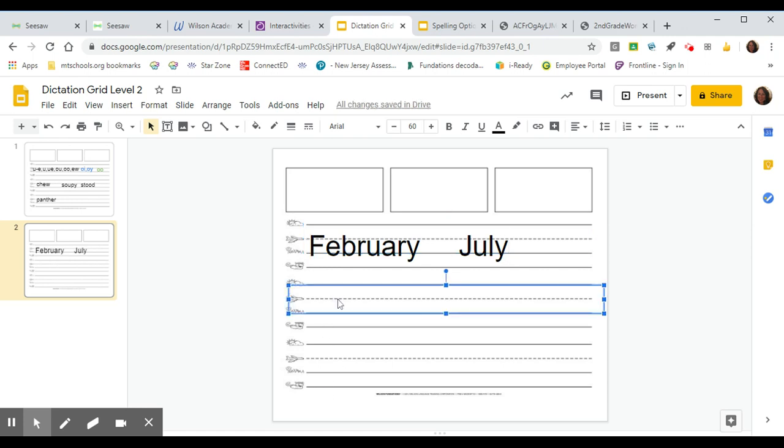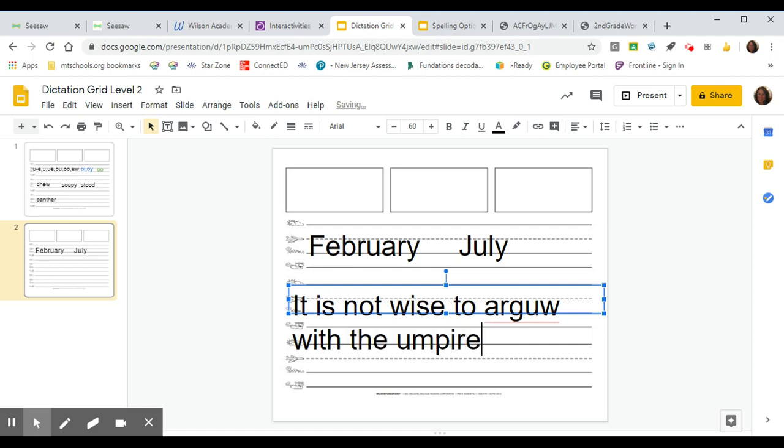It's sentence time. Now remember, sentences contain unit words, trick words, and review words. Here we go. The sentence is, it is not wise to argue with the umpire. It's a long one. It is not wise to argue with the umpire. Go ahead and write. It is not wise to argue with the umpire.